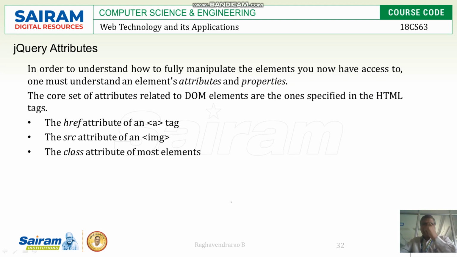And jQuery attributes and properties. As you will know, HTML already has these. For the anchor tag, the href attribute is going to be used. For the image tag, src is going to be used. For the body tag, background is going to be used. For class attributes, most elements are going to use them over here. So like this, the attributes and properties are going to be used for the jQuery functionalities.